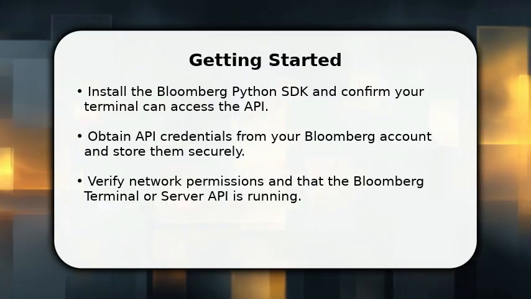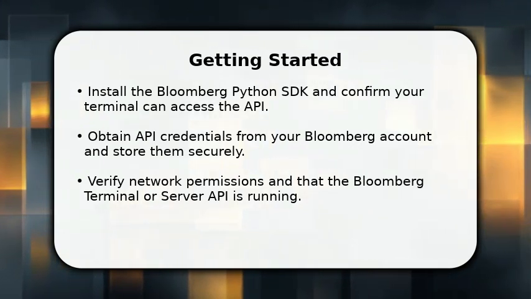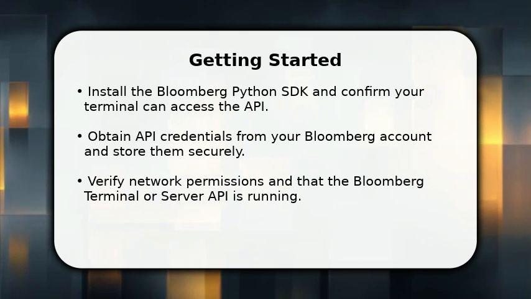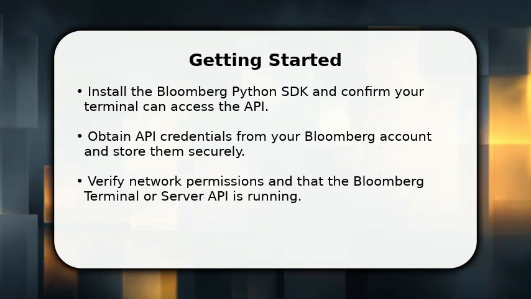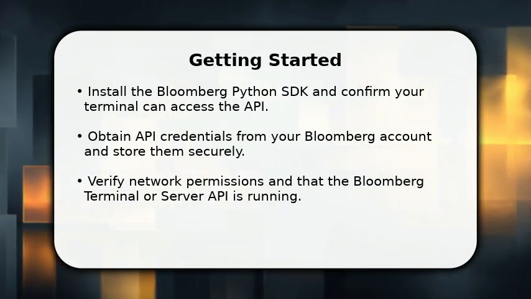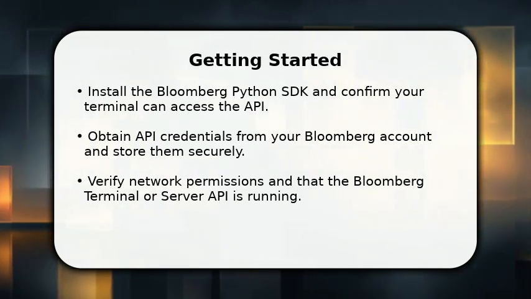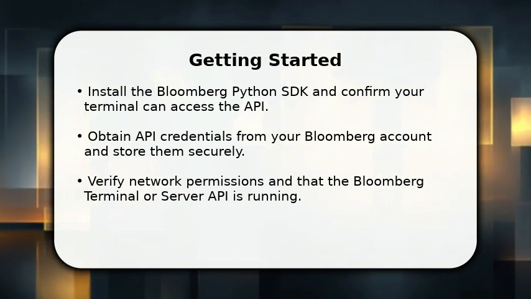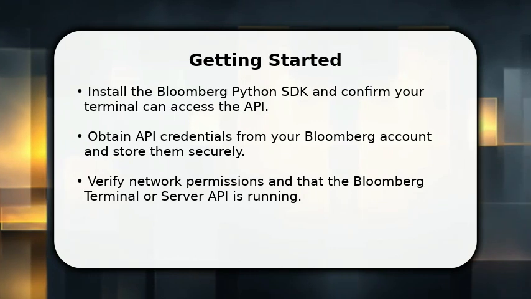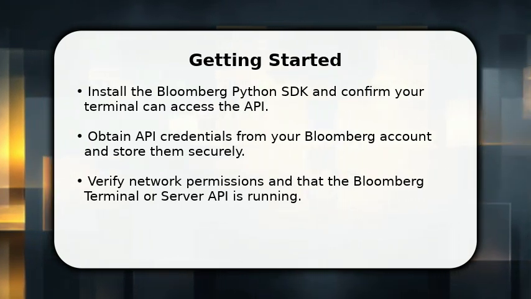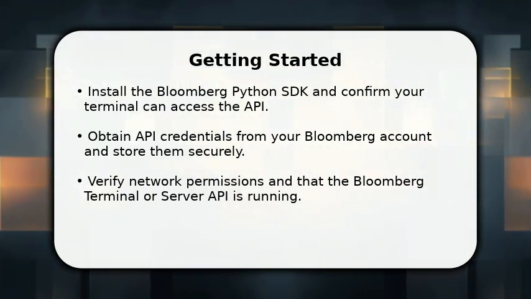In this video, I will explain how to use Bloomberg API, full guide. Start by installing the Bloomberg Python SDK and obtaining your API credentials immediately. Next, configure your environment variables and verify the terminal or server API is running so connections succeed. Test a simple request for a single ticker to confirm authentication and connectivity. If you hit errors, check firewall rules and credential scope before proceeding to data retrieval and analysis.